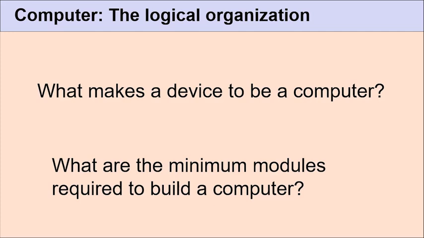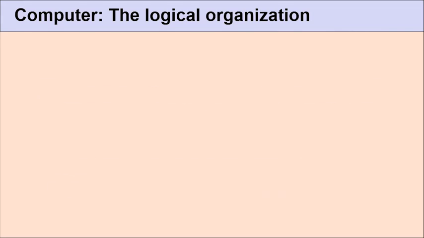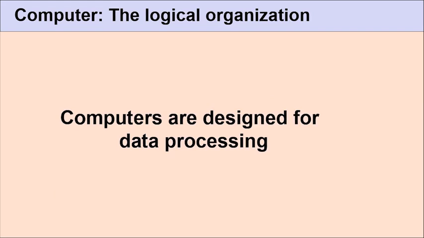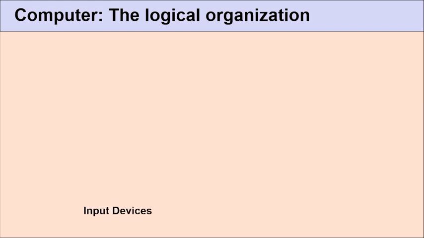Here we are not going to look at any special type of computer. We are not looking at either desktop computers, notebook computers, or even embedded computers that are inside other devices. So let's look at the logical organization of a computer and see how different components are interconnected. We all know that computers are meant for processing data. That means the computer should have some module or mechanism to get data into the computer. And for that, we use input devices.